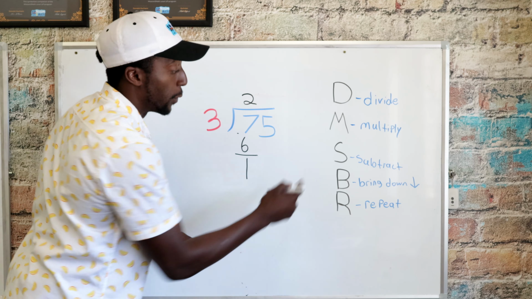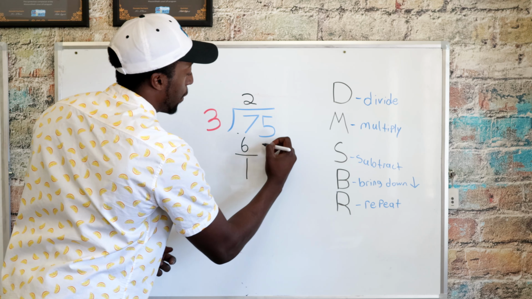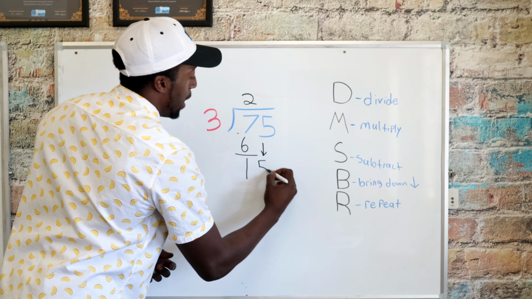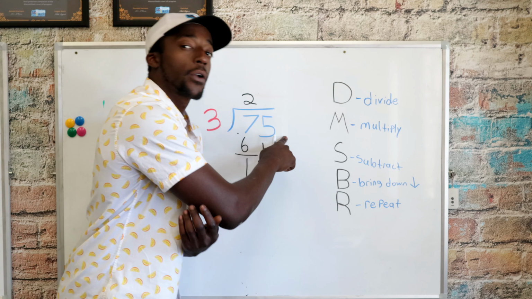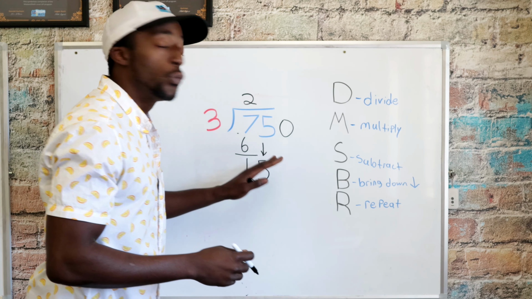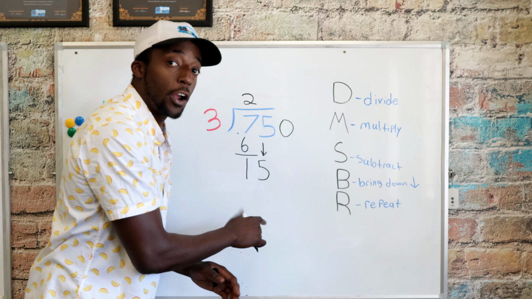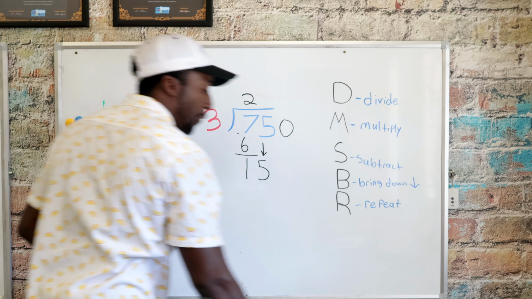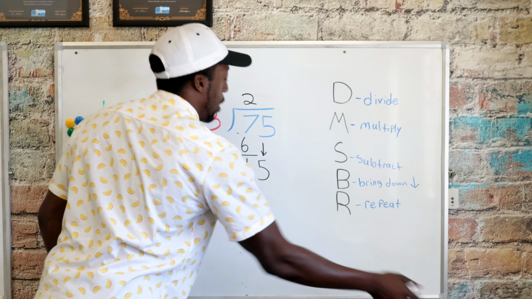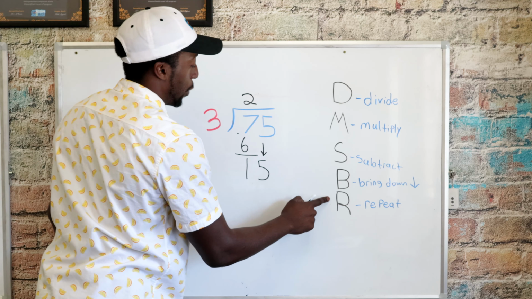And yep, you guessed it, we're going to then bring down. That's why I put our arrow there. Remember, I'm going to bring down the 5. If you have another number out here, let's say if it was 750, you do not bring that number down just yet, all right? You bring down one number at a time, but for our number here, we just had one number anyway. So we bring down our 5, and then we're going to repeat.